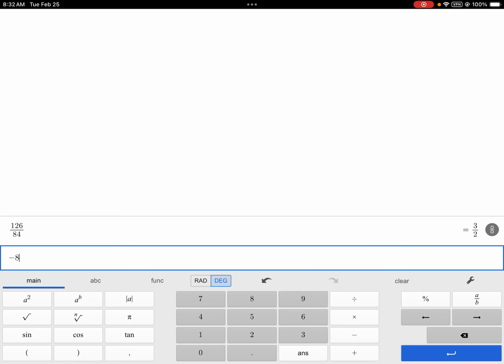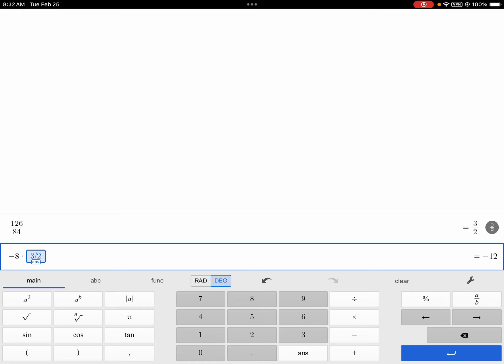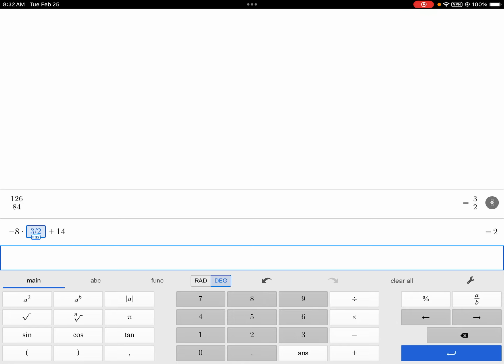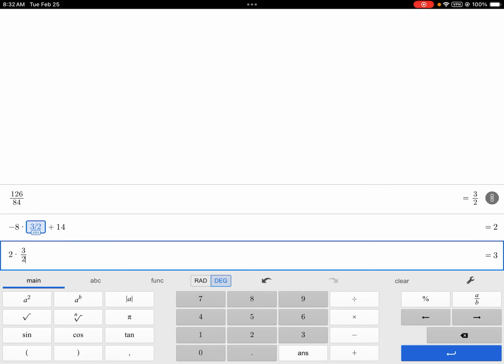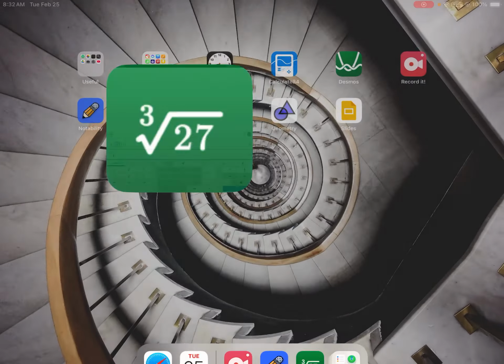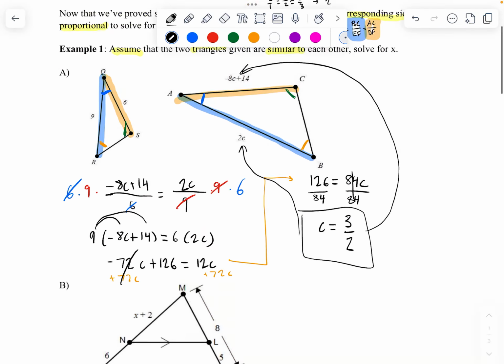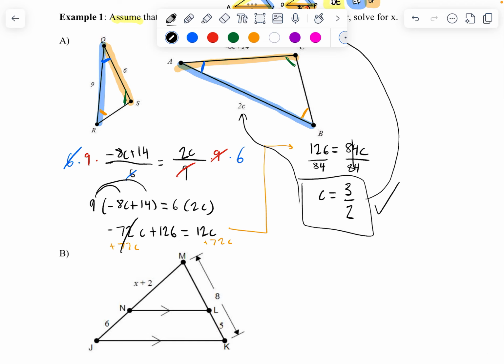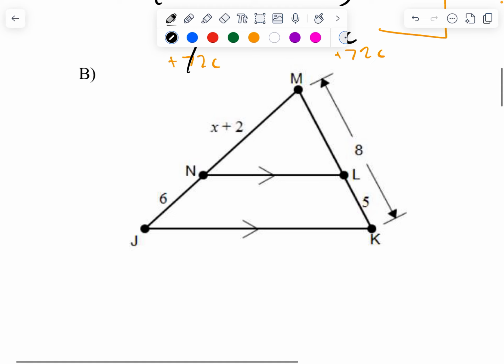So we have negative 8 times our 3 halves plus 14. We get 2 back, it's a positive number. Huzzah. And then clearly 2 times 3 halves is not going to be an issue, right? A positive times a positive is a positive. So from there, we know that for sure, even after checking it, our answer is going to work. And we're done.